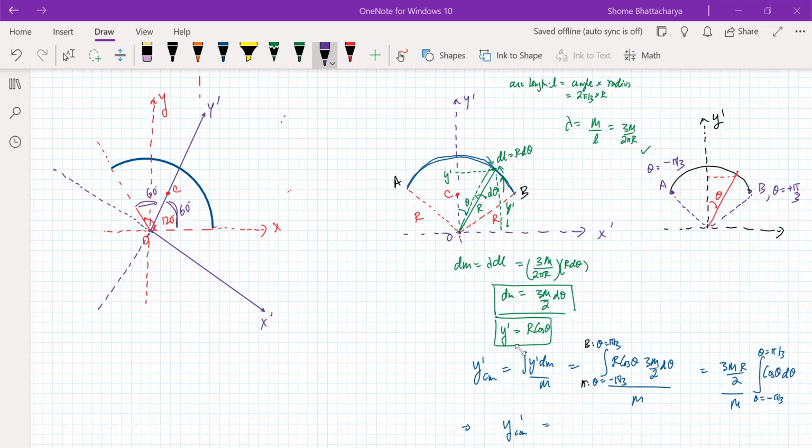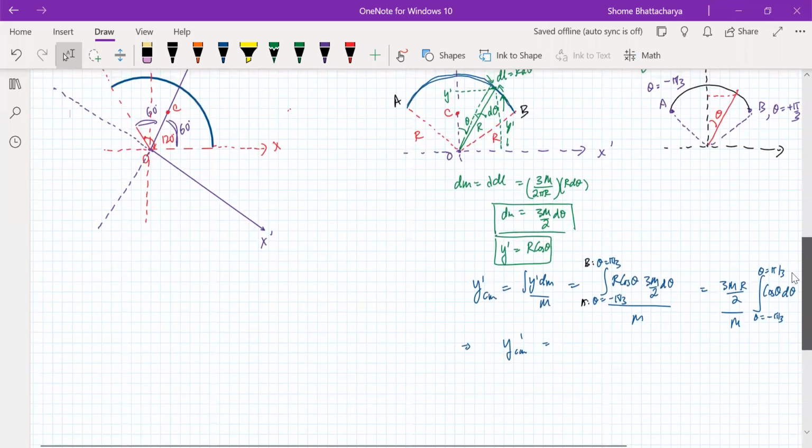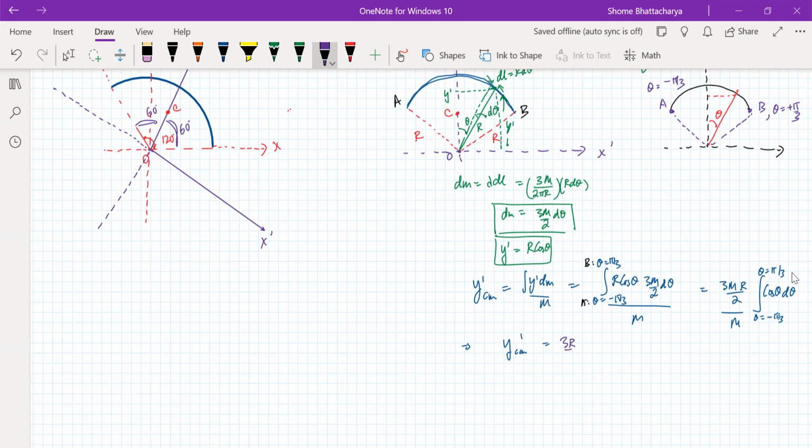Yes, very good, Adinath. Now the answer is correct in terms of the y coordinate. Finally, you can just convert it to an xy coordinate by using trigonometry. Come to that also. So as you can see, this will become 3r by 2.